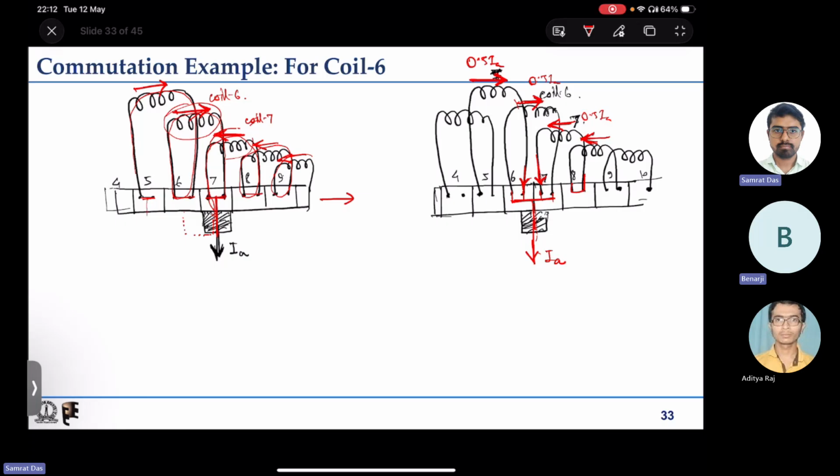Sir, it would be better if you can show it through a graph. I think it would be better. I think so. If I show using a timing diagram or waveform of the individual coil currents, that will be better.